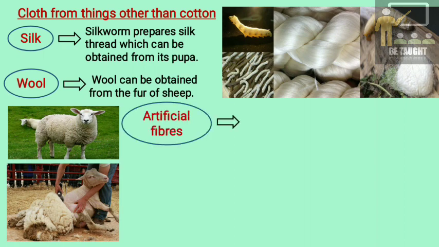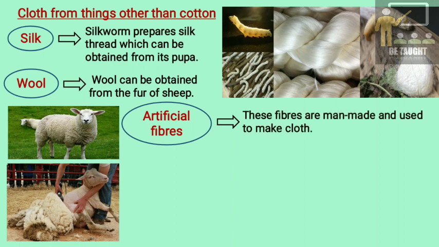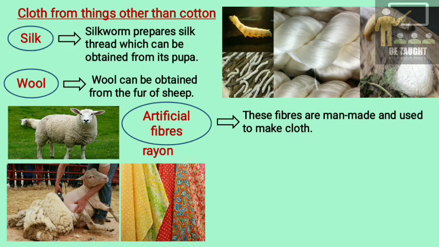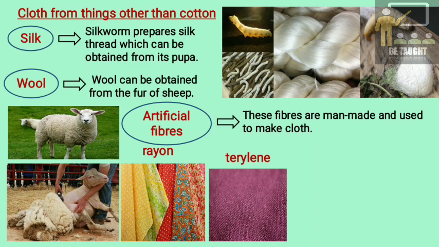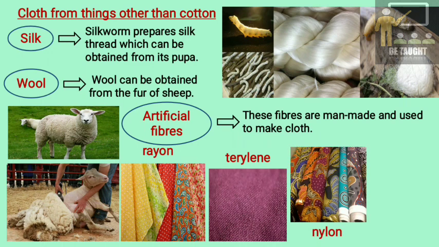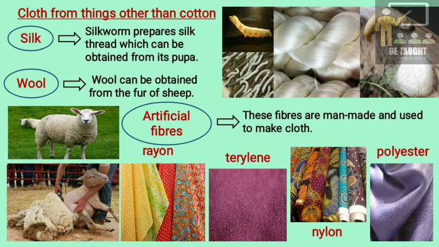Now we shall learn about artificial fibers. Artificial fibers means the fibers that are man-made and used to make cloth. Rayon, terylene, nylon, polyester.